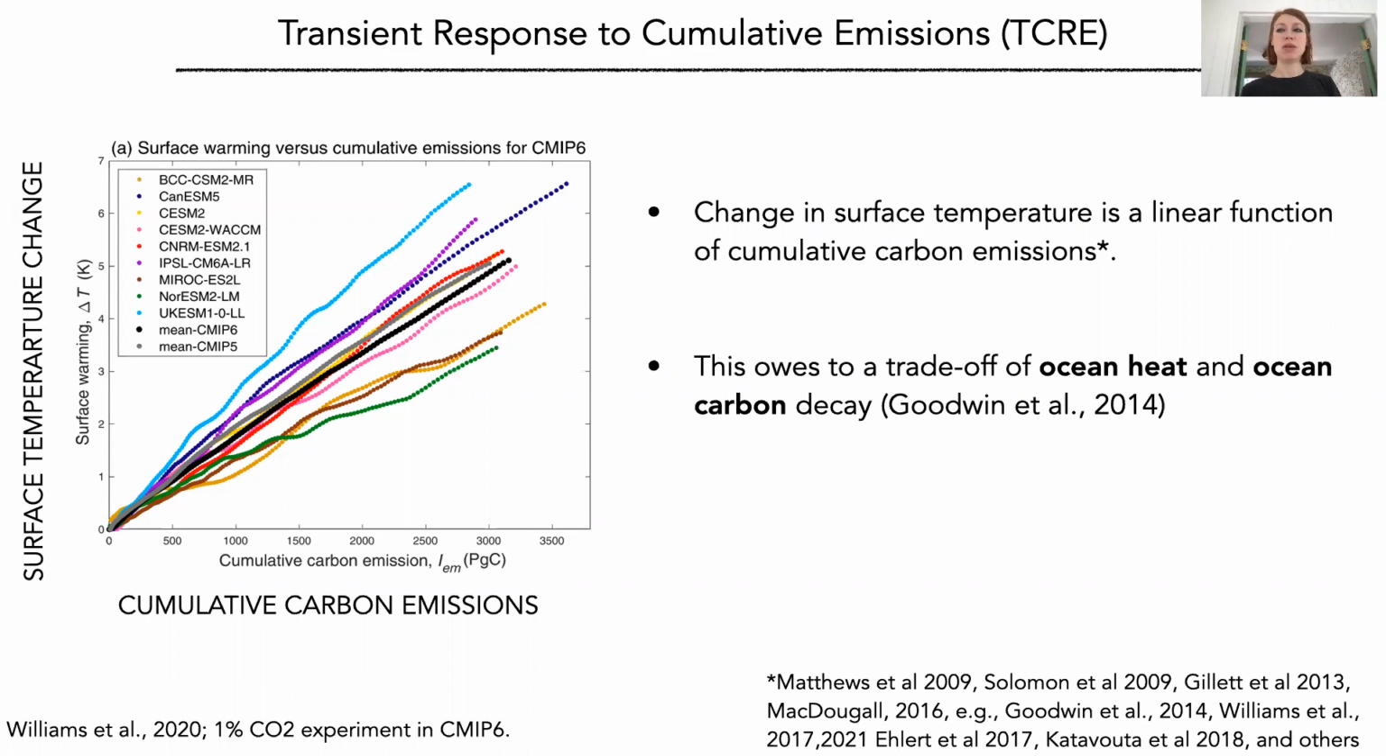And I should mention, this has been widely discussed. What this is telling us is that a given petagram of emitted carbon should induce the same amount of surface temperature change early in response to forcing as late. It's been argued that this linearity owes to a trade-off between the rate of decay of ocean heat uptake and ocean carbon uptake, both of which decay to zero as the climate equilibrates. I think this nicely demonstrates the essential role of the ocean in transient climate change, particularly through its capacity to absorb heat and carbon.